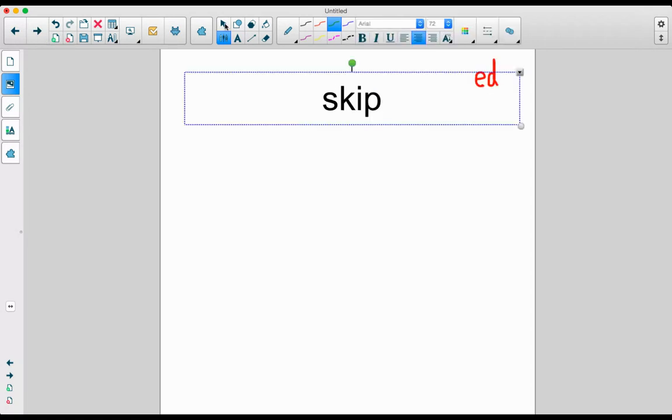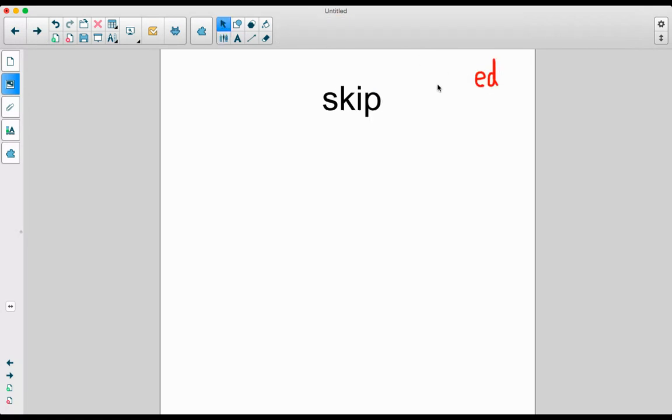Let's try another one. Skip. If I just added ED, E's gonna shout over this neighbor and make a long I. And I'd have the word skiped. That's not what I'm looking to do. I wanted the word skipped. So I look for the letter right before ED and I double it. And now I have the word skipped.